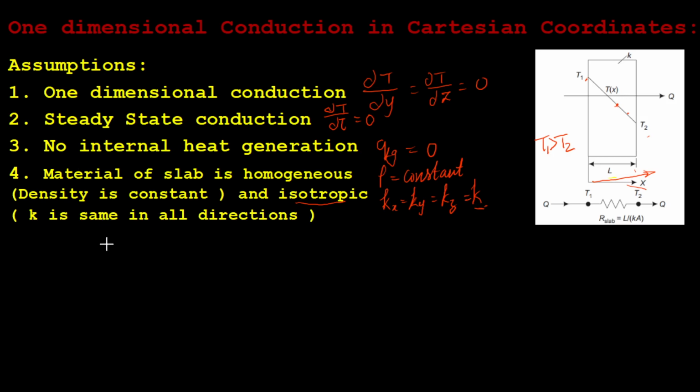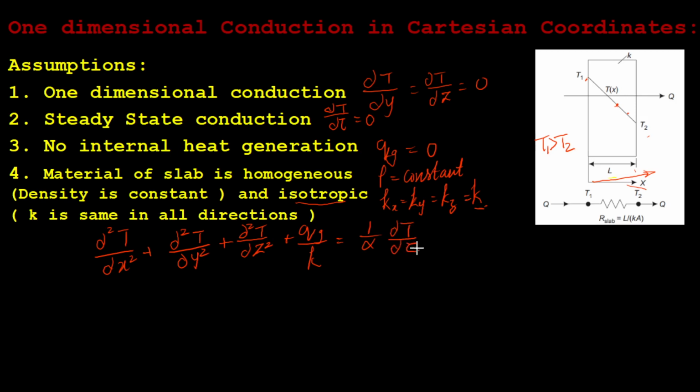So the general three-dimensional equation is dou square T by dou x square plus dou square T by dou y square plus dou square T by dou z square plus Qg by K will be equal to 1 over alpha into dou T by dou tau. This was the general three-dimensional equation which we derived for the Cartesian coordinate system.